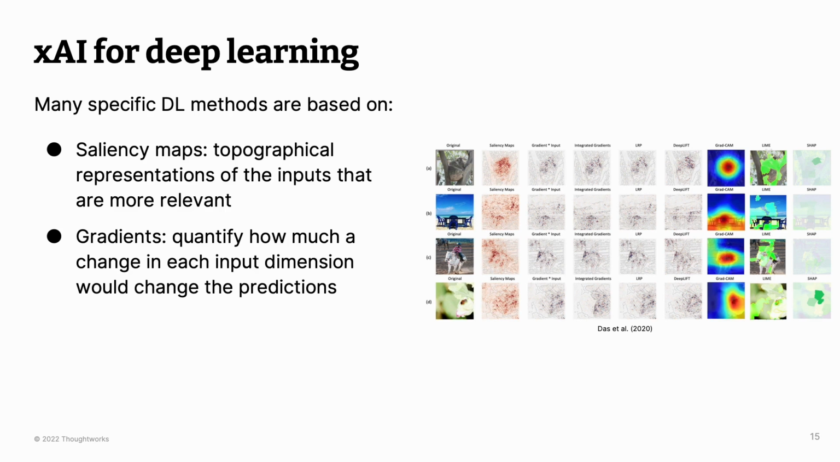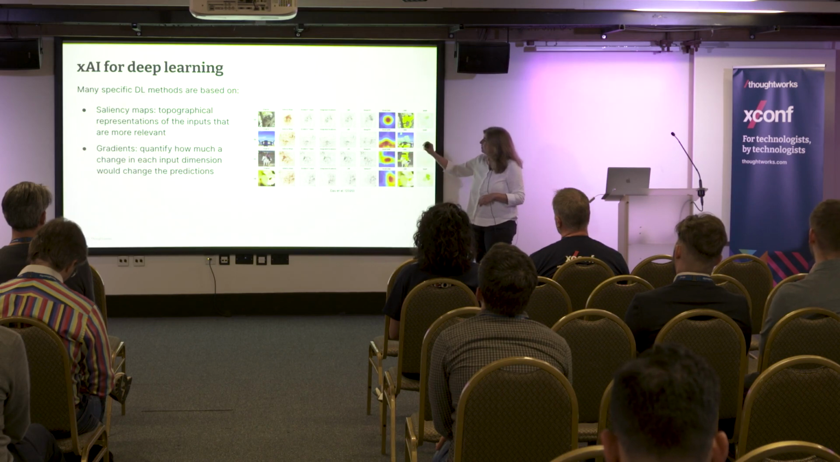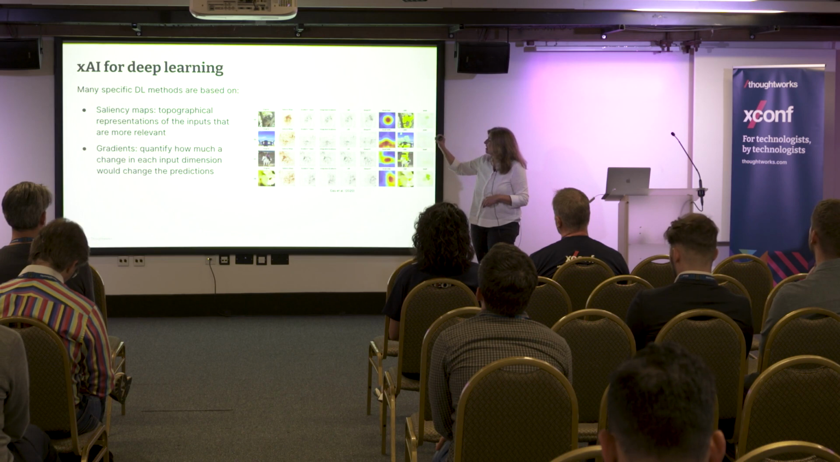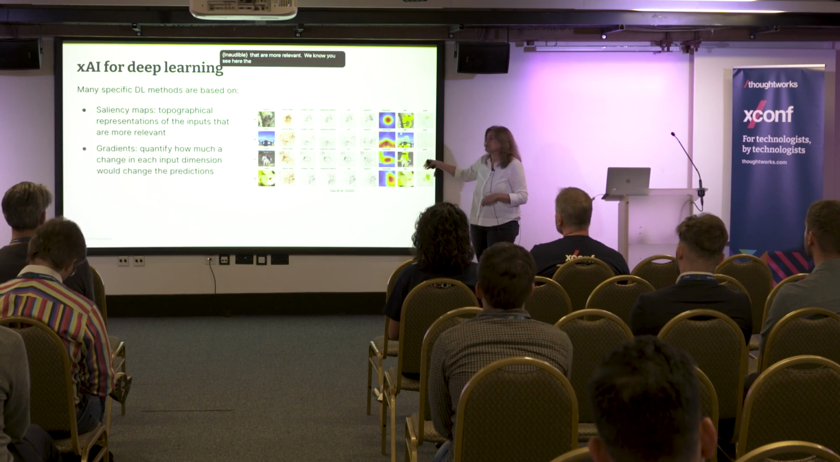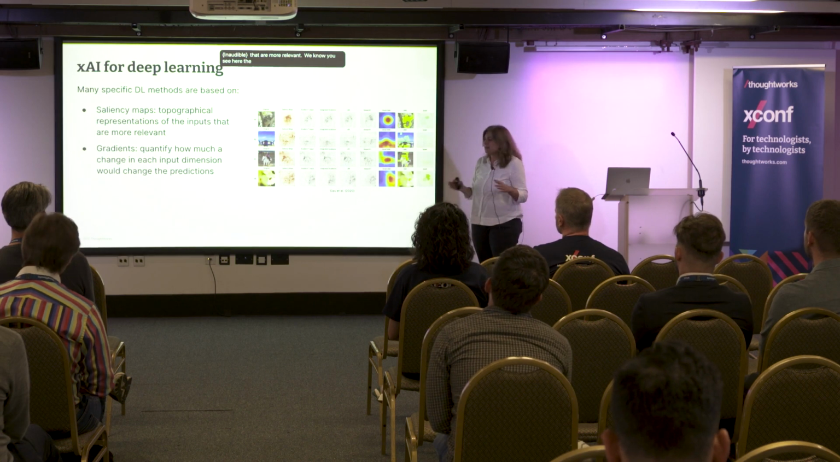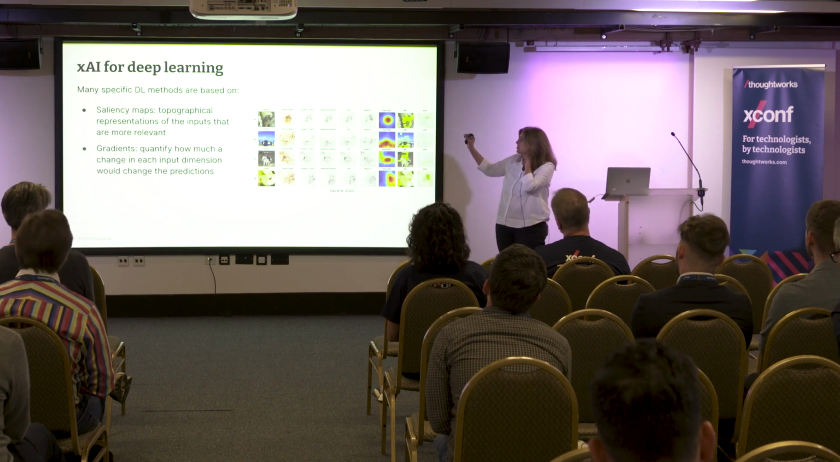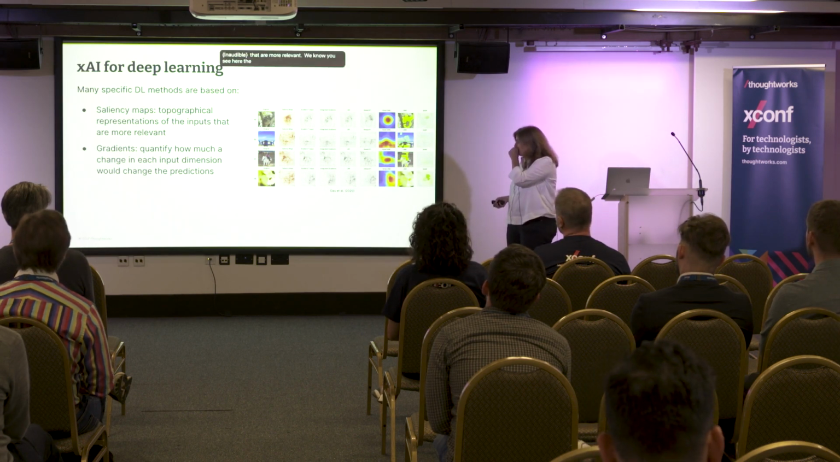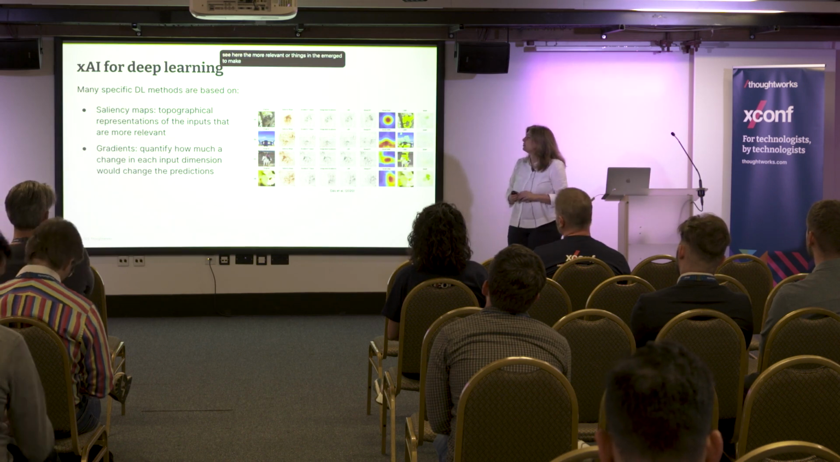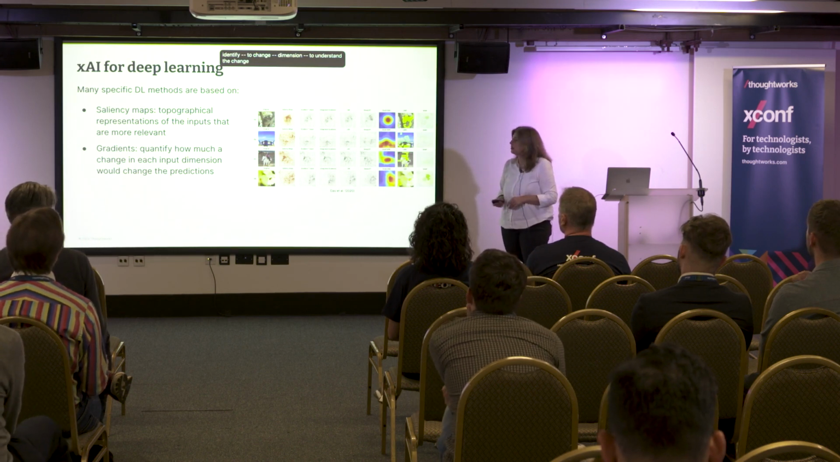Saliency maps are topographical representations of the inputs that are more relevant. You see here what are the more relevant inputs or pixels in the image in order to make decisions or to classify the image. And gradients is a variant that tries to quantify to what extent a change in its input dimension is going to change the prediction. They are based on the same idea.